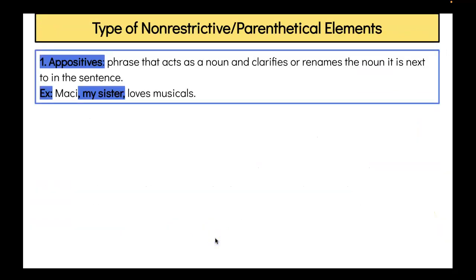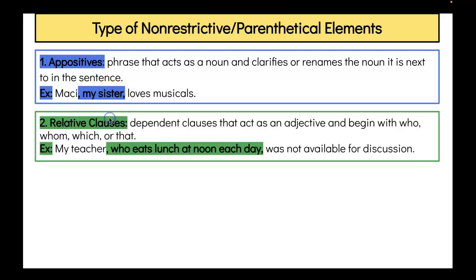So let's look at some different types. We've got the appositive. We've talked about appositives. An appositive is a phrase that acts like a noun. It has a noun in it with its own modifiers, and it clarifies or renames the noun that it follows in the sentence. Macy, my sister, loves musicals. It's non-restrictive because I could take it out of the sentence and just say Macy loves musicals. The sentence meaning is the same, but with the appositive, then I know who Macy is. I've got a little more context. This is an example of a phrase.